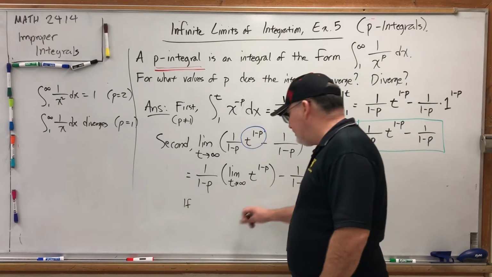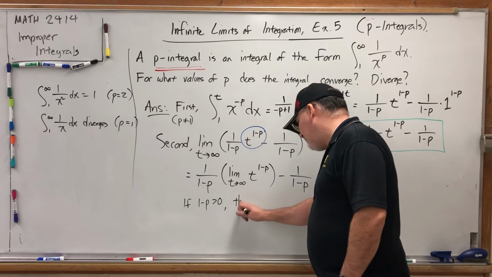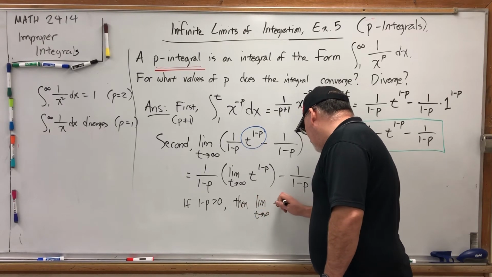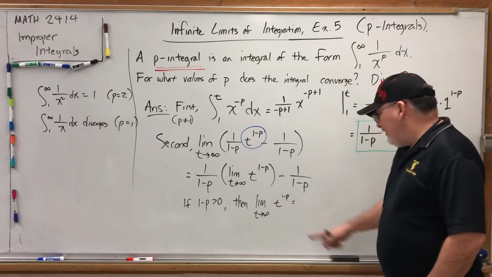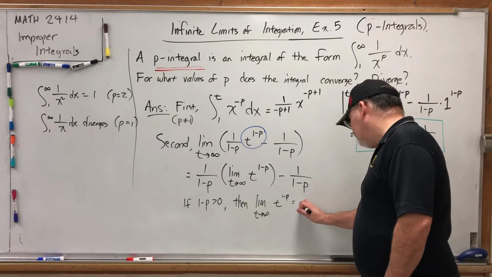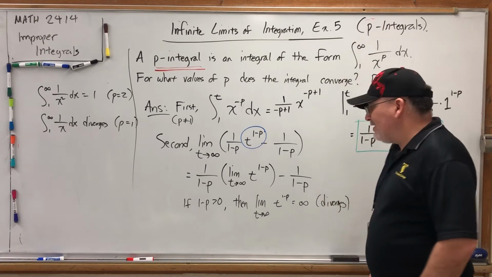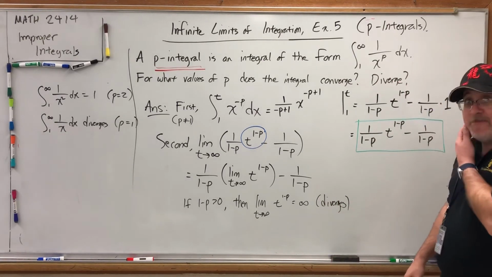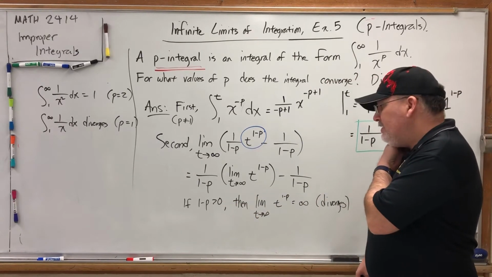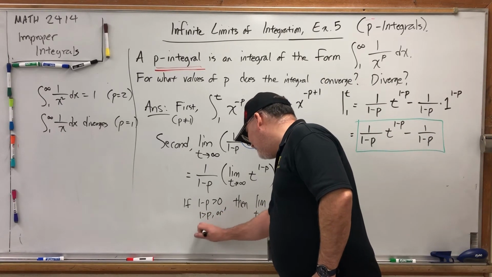If this power is positive, if 1 minus p is greater than 0, then the limit as t approaches infinity of t to the 1 minus p, we have infinity raised to a positive power, which is infinitely large. In other words, it diverges. And just like that, we've got a categorization of when this thing definitely diverges. It diverges if 1 minus p is greater than 0. But if we add p to both sides, that means 1 is greater than p, which is the same as saying that p is less than 1.